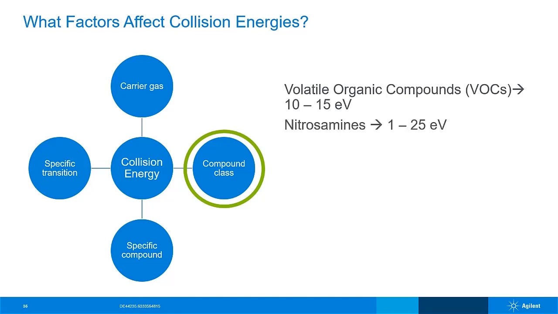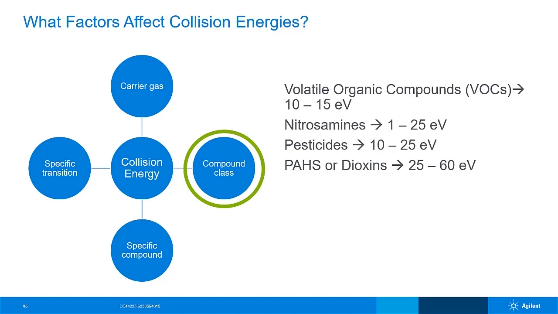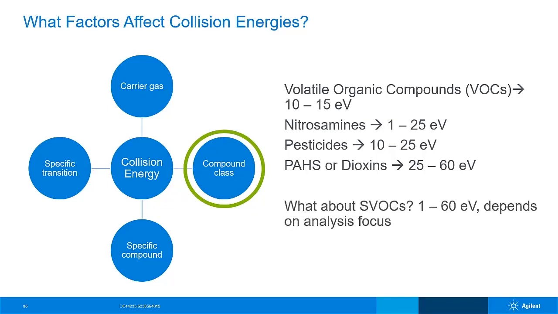And nitrosamines also take a lighter touch, with electron volts between 1 and 25, typically. Pesticides range in the 10 to 25 eV range, while PAHs and dioxins are more difficult to fragment and generally take between 25 and 60 electron volts. And where do our semi-volatile compounds fall? Well, that can have a really wide range from 1 to 60 electron volts if you're looking at an analysis that includes everything from N-nitrosodimethylamine up to benzo[a]pyrene.